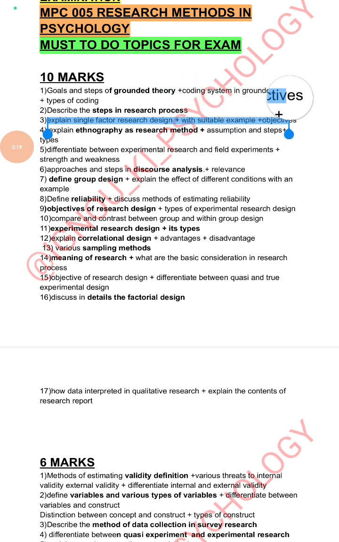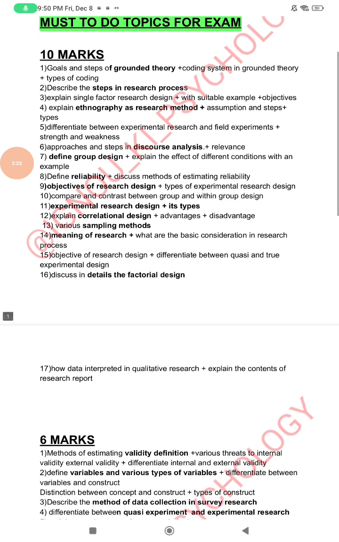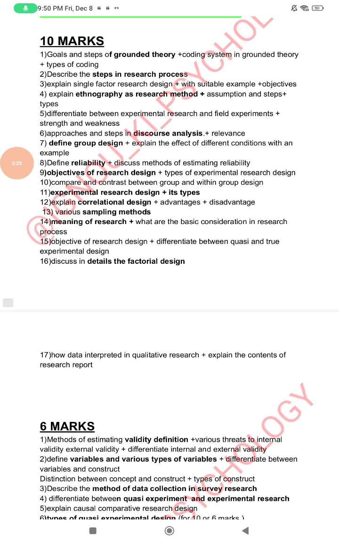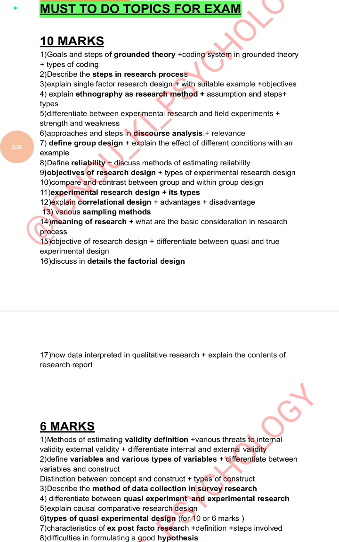Then comes question number 3: explain the single factor research design with suitable example and its objective. When it comes to factor research design, factors are basically variables in the study that we believe will influence the results. So in this type of research design, we first decide what kind of variables there are, then we study how they interact with each other. So you have to address all these aspects in the answer.